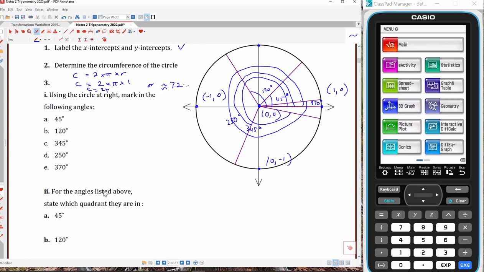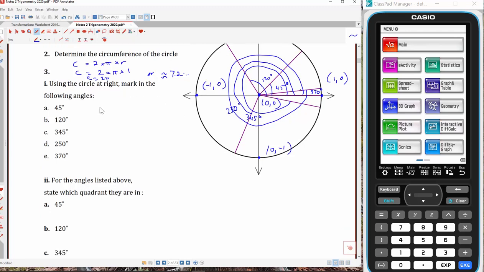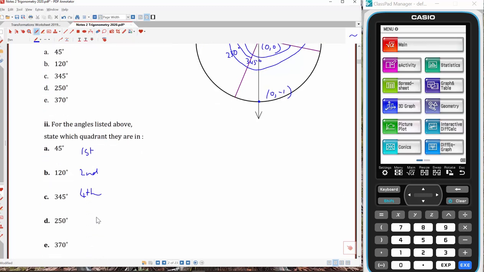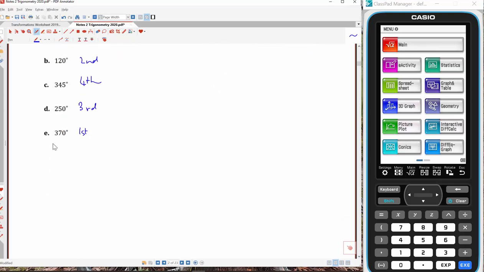All right, so for the angles listed above, state what quadrant they're in. So 45 degrees was in the first quadrant. 120 was here, it's getting a bit crowded, so hopefully you can see it. That was in the second quadrant. 345 was all the way down here, that's the fourth quadrant. And 250 was 70 more than 180, which puts us in the third quadrant, and 370 puts us back in the first quadrant again.